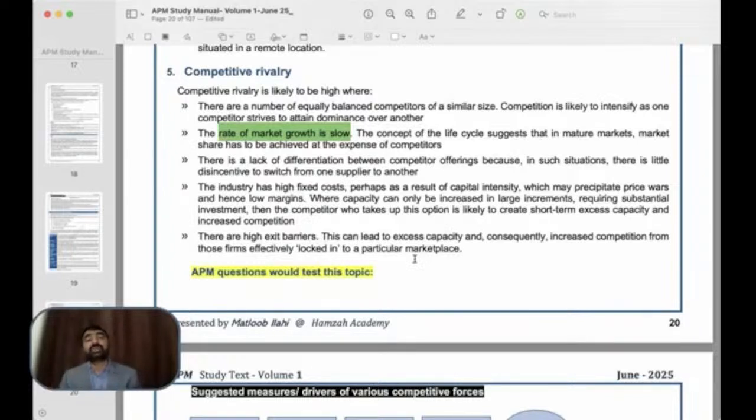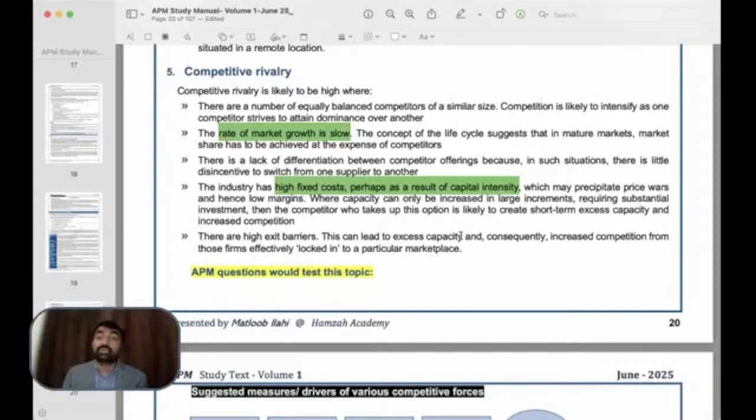Next, the industry has high fixed cost, perhaps as a result of capital intensity. Capital intensity means that they have invested heavily, means their large amounts of capital has now got stuck in the industry or the business or the market, and it is difficult to switch their capital to other uses. Understand? So this means they would have little other options other than to compete in the existing business.